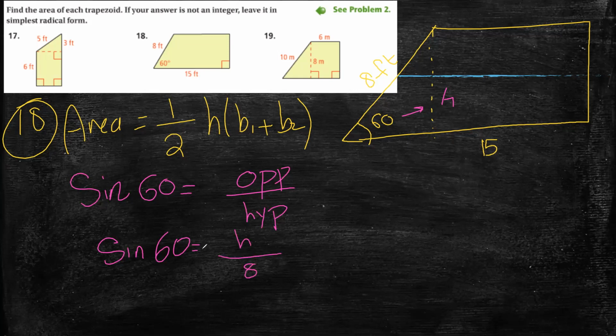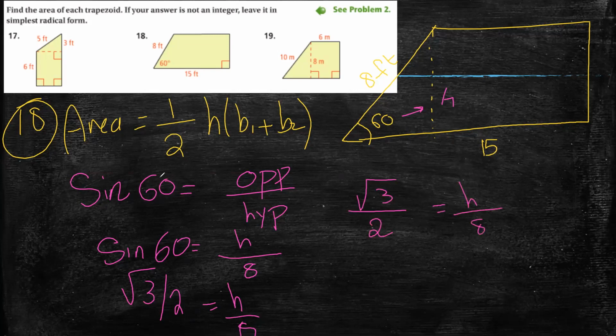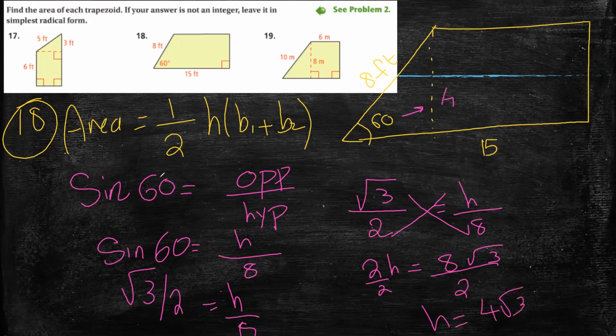And sine 60 is square root of 3 over 2, equal to h over 8. Let's write it as square root of 3 over 2 equal h over 8. Then by multiplying, 2h will be 8 square root of 3. Divide by 2, so h now is 4 square root of 3.